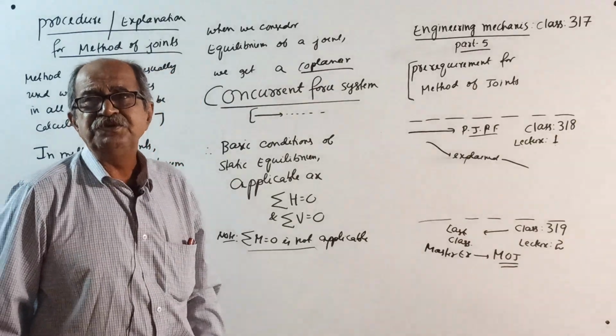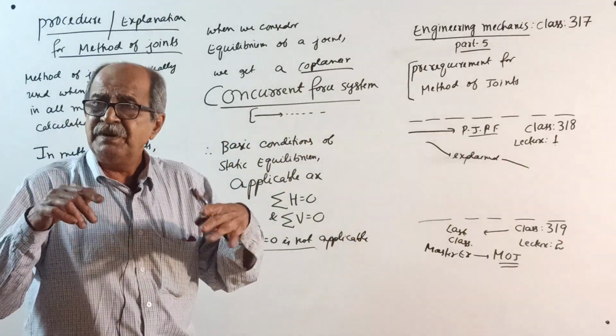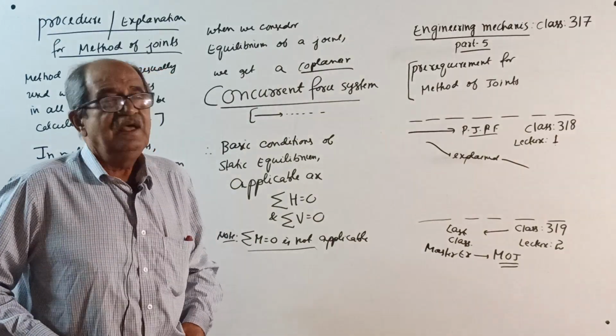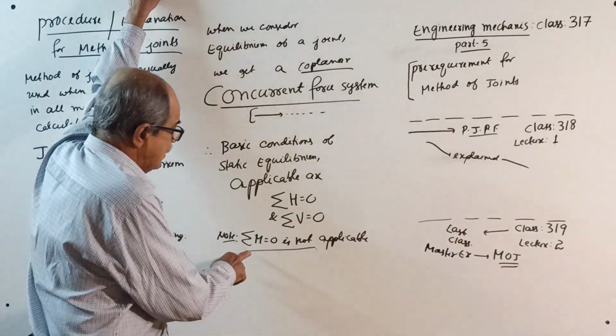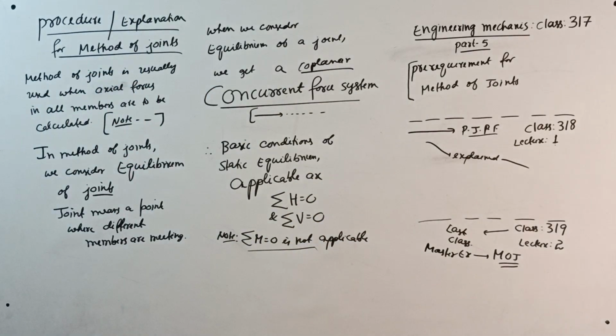If you want only the procedure, by going through this class, you prepare a separate procedure. Okay. In the notes I will write that also. After everything is over, I will write it there, the exclusive procedure. Okay. Sigma M equal to 0 is not applicable. So therefore, very, very important.